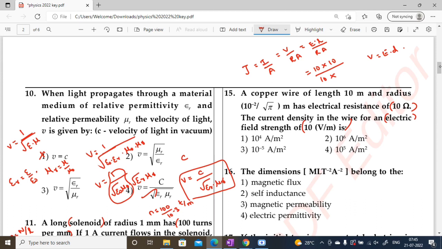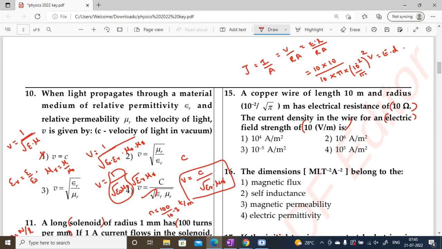Multiplied again with the factor of area. So the radius is given to be this factor. So when we take the area of cross section, that will be pi into r square. So that becomes 10 power minus 2 divided by root pi, which is actually whole square. So we substitute directly. What is the answer here?